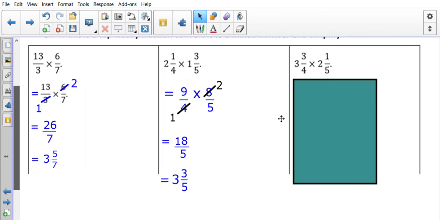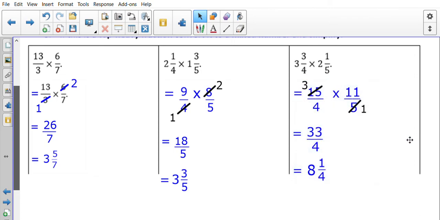The last example, similar again to the second one, you have 2 mixed numbers being multiplied together, so change them both to improper fractions. 3 times 4 is 12, add the 3 on gives me 15, and then 2 times 5 is 10, plus the 1 is 11. So 15 over 4 times 11 over 5. Crossing out diagonally if you can, 15 and 5 are both divisible by 5. 15 divided by 5 is 3, and 5 divided by 5 is 1.